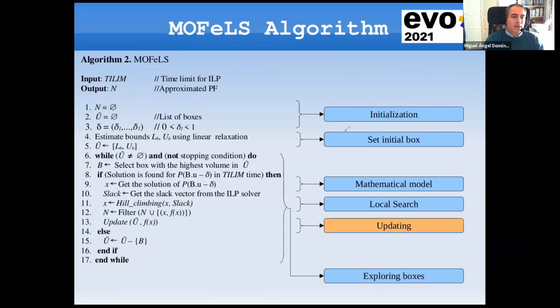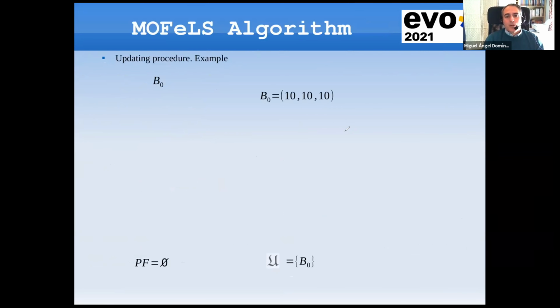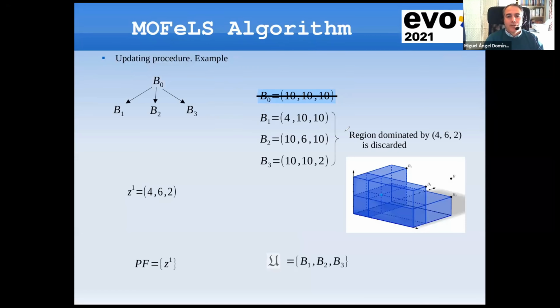Finally, we're going to see the updating procedure and how we split the boxes of the regions to explore. Suppose we have the initial box defined by its upper bound, 10, 10, 10. We select one box. In this case, we select the only box we have. And we have the feasible solution 462. Then we split this box into 3 new boxes, B1, B2, and B3. Observe in the picture that the region dominated by the last solution is discarded.